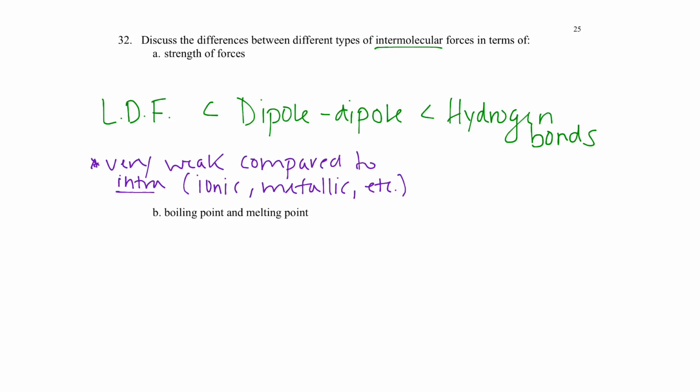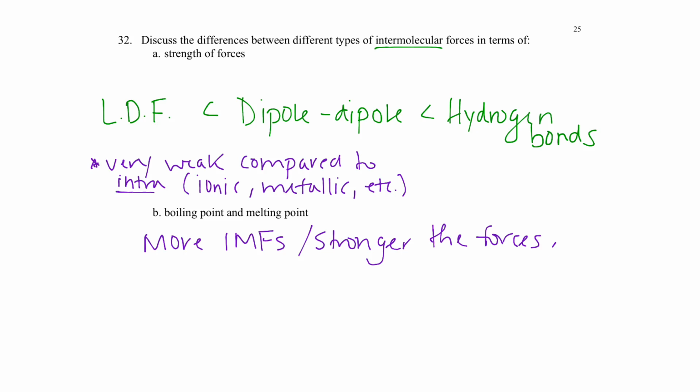Okay? And then with our melting and boiling points, the more forces that are holding the molecules and atoms together, the harder it's going to be to make those atoms and molecules separate and change phase. So we can say that the more IMFs there are, so the more intermolecular forces or the stronger the forces, the higher the melting and boiling points will be. So things that have all 3 intermolecular forces have a lot higher boiling points than things that only have dispersion forces and so forth. Okay?